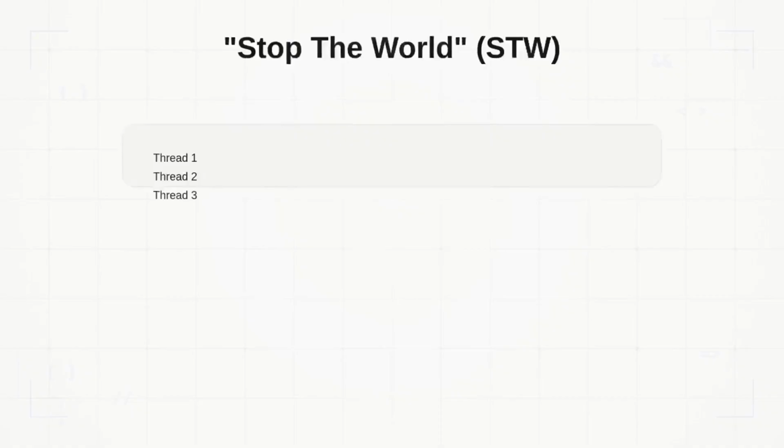When the heap, your application's memory, fills up, the garbage collector must identify which objects are still in use and which can be deleted. In many implementations, the only way to do this safely is to pause all application threads. Imagine a busy restaurant where every few minutes, every waiter and chef must freeze in place so a cleaner can sweep the floor. No orders are taken, no food is served. This isn't just a delay, it's a total suspension of service.